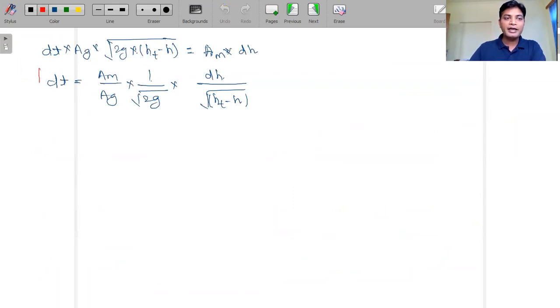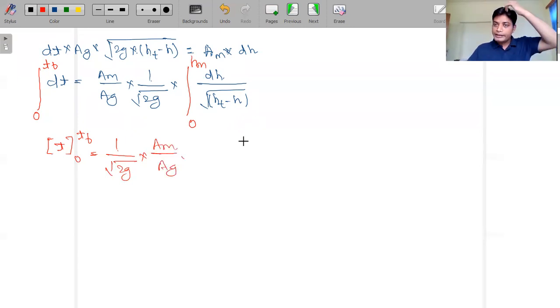So when you take the integration, you can calculate the total time. Initially the time is 0, so at that time the height is also 0. When the mold is completely filled, that is equal to tb, the height becomes hm. On the left-hand side it's simply dt, so just integrate it and it becomes t, from 0 to tb. On the right-hand side, this will be 1 by root 2g into Am by Ag.